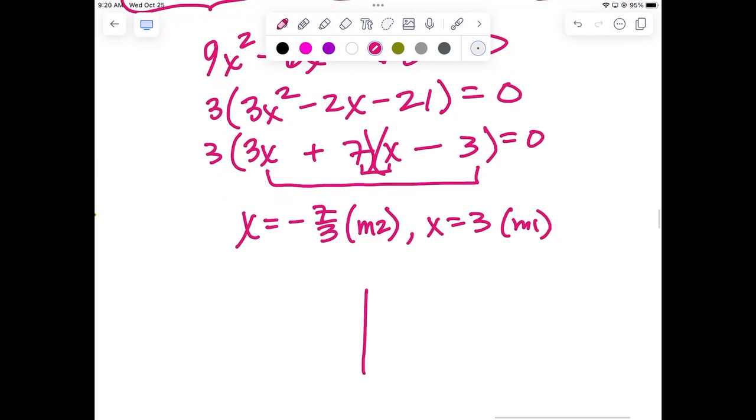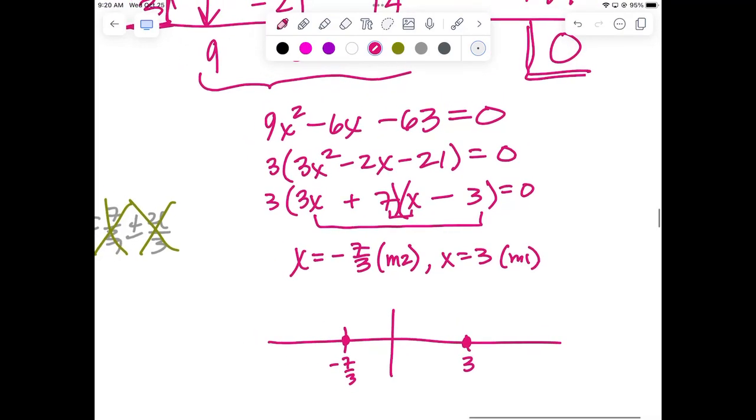Okay, now it says to sketch the graph. So let's do it. Here's 3 right here. There's a root. And negative 7/3 is approximately what? Is it like negative 10 point something? Negative 2 point something. So we'll just call this negative 7/3. Are you okay with that? All right, now I'll pick purple.